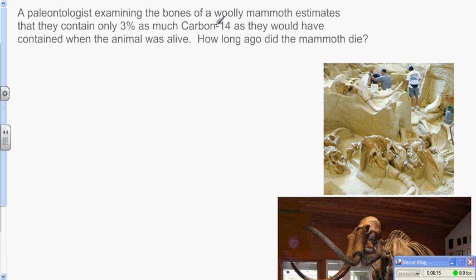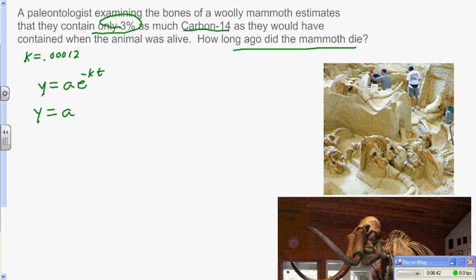Now we're talking about carbon-14, and for food for thought here, I had it before, but for carbon-14, the K value is equal to 0.00012. We realize that there's only 3% left. How long ago did the mammoth die? So we're talking about natural decay, so again we're going to use y equals a e to the negative k t. We actually know k this time, so it's going to be negative 0.00012 t. Now there's 3% left.